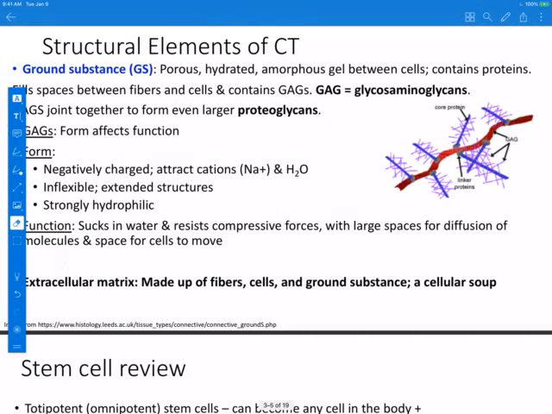And it also has proteins in it. What's most important to know about GAGs is that they're negatively charged, and so they attract positively charged ions or cations, such as sodium. And that, in turn, attracts water. So a lot of water is sucked into the ground substance. And that's why it's said to be well hydrated.